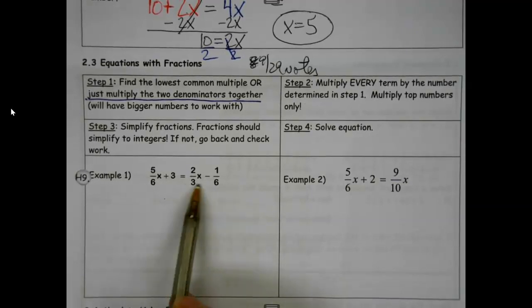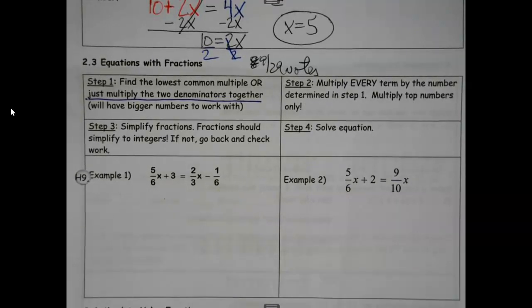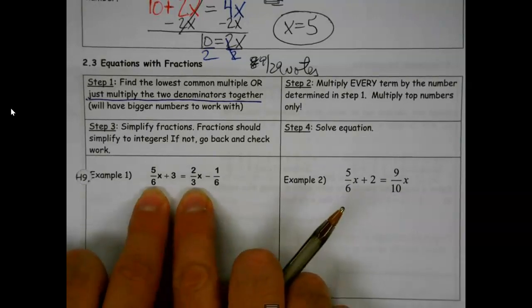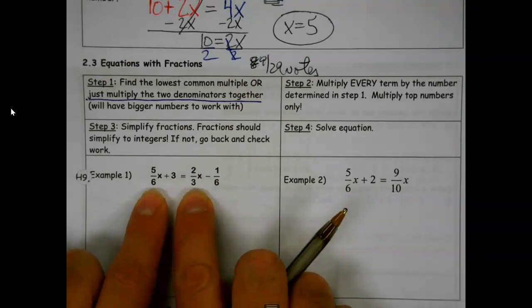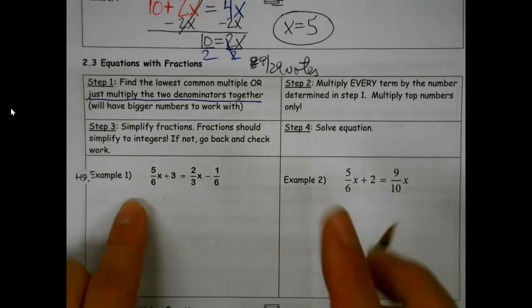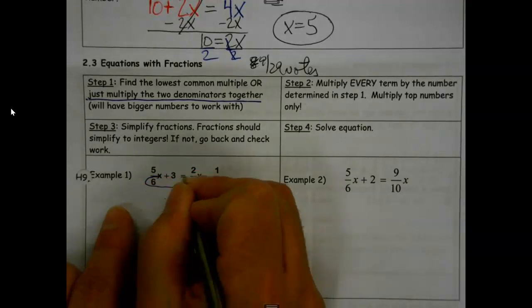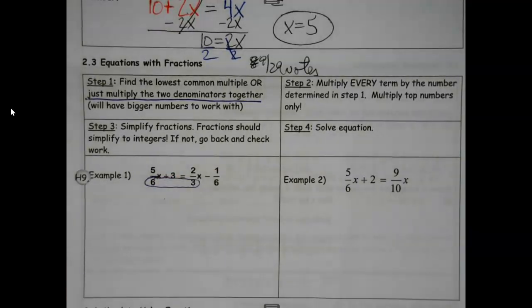I see all these fractions, okay? You're going to find the numbers in the bottom, the denominators, that aren't the same here. I'm just going to circle those. And you're like, Hardy, why didn't you circle the other 6? Because I already have a 6. If they repeat, I don't need to do it more than one time.